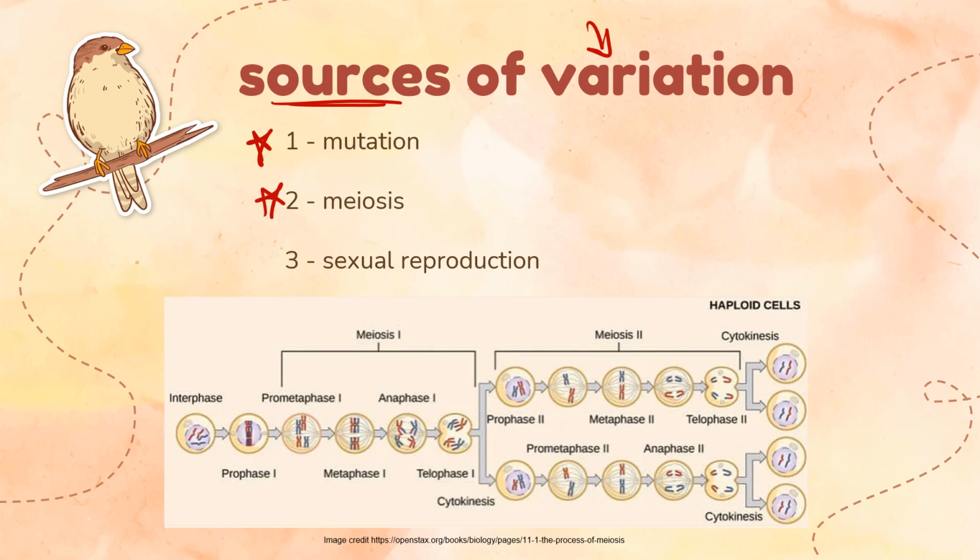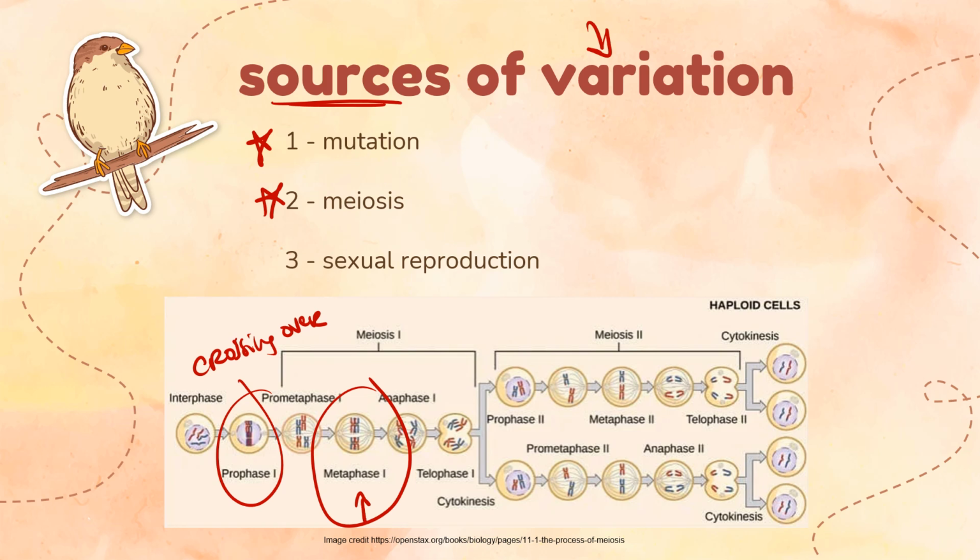Number two is meiosis, especially in prophase 1 and metaphase 1. Remember that in prophase 1 we have crossing over of those homologous pairs of chromosomes. Chromosomes that have the same genes but not necessarily the same alleles are going to trade chunks, so that we have a mixing up of alleles from the previous generation being passed on to the next.